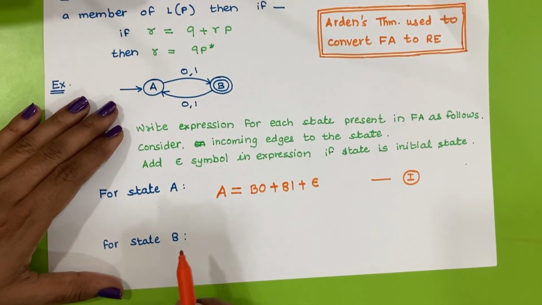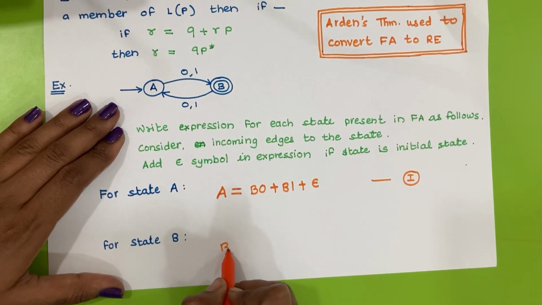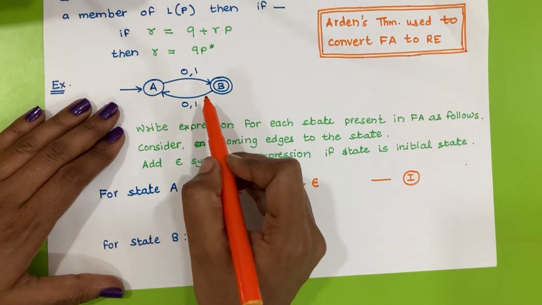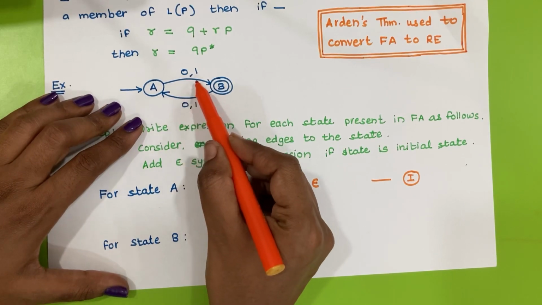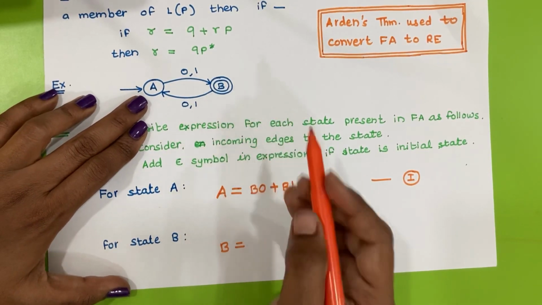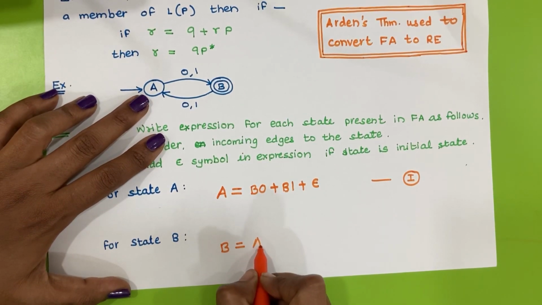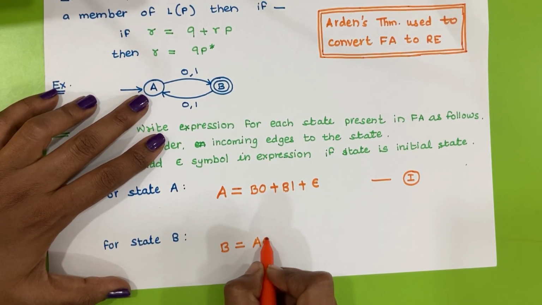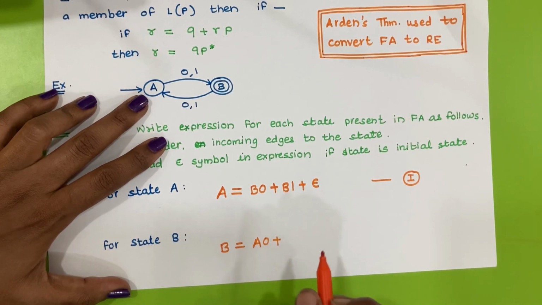Now we'll start to write the expression for state B. So B is equal to, and there are again two incoming transitions from state A to B. First we should write the state name, that is A, then the input symbol, that is A0.